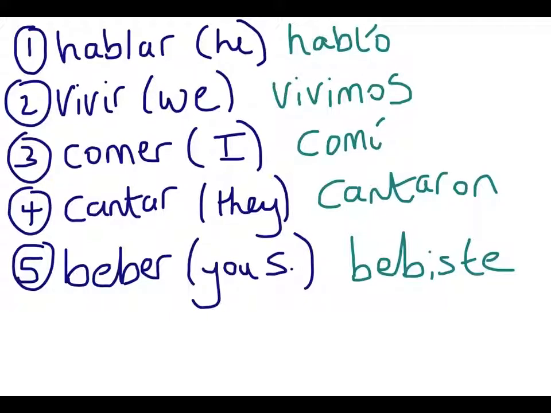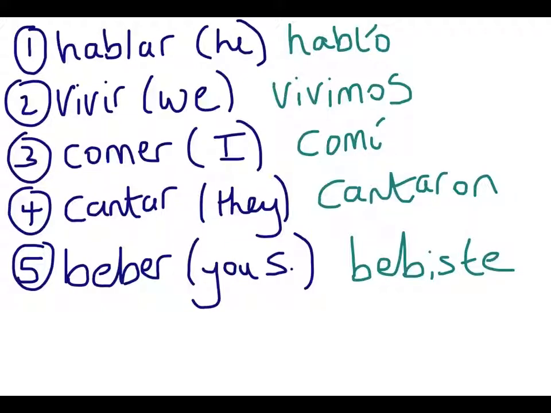Beginning with the first one, hablar. I've created he spoke, habló. Then the second one, vivir, with we. I've now created we lived, vivimos. Number 3, the verb to eat, but I want to say I ate, and I've created comí. The fourth one, cantar, to sing, but I've now created cantaron, they sang. And finally, beber, to drink, and I've created the you singular version, bebiste, which means you drank.